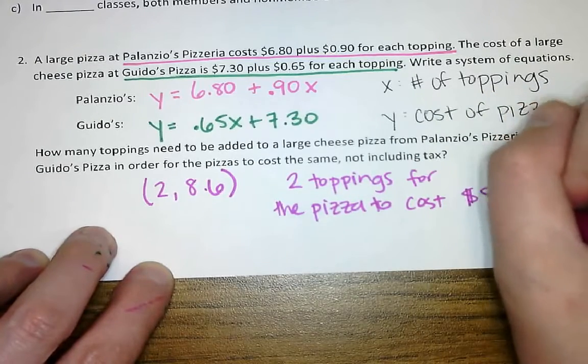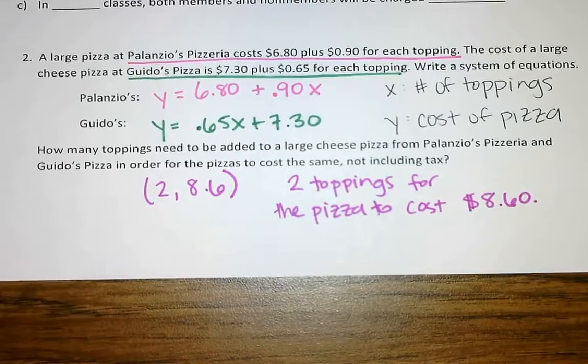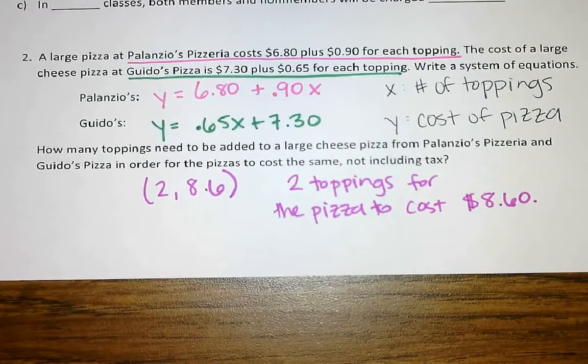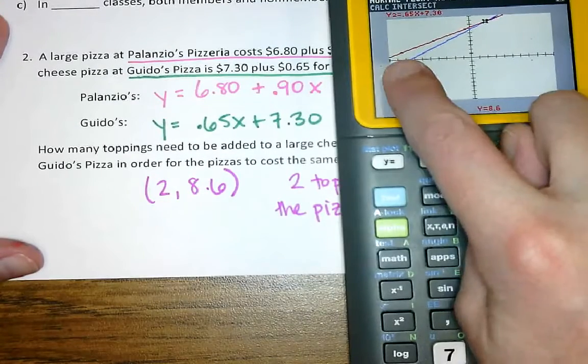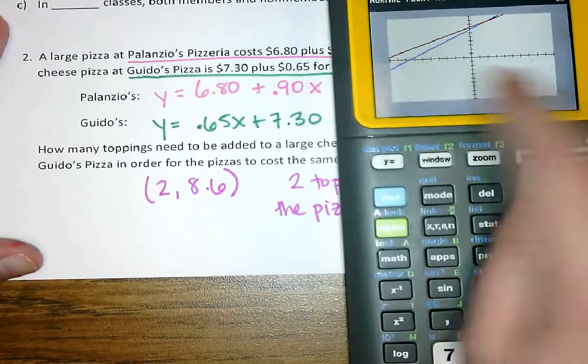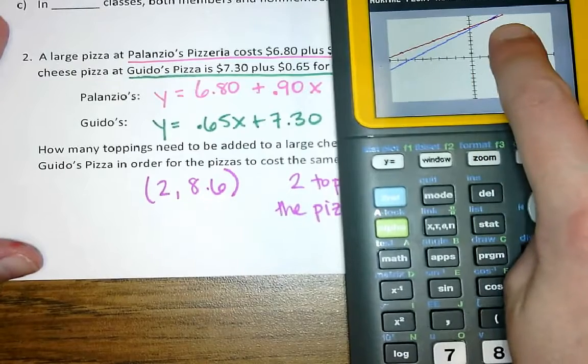So guys, let me ask you this question. Eric, if I like a lot of toppings, which would be the better place to eat at? Like if I want to get a bunch of different toppings. Guido's, right? Because guys, remember, Guido's is this red line. It was the second one. So guys, the more toppings you get, then that's the smaller it's going to be. Also, each topping costs less money, right?